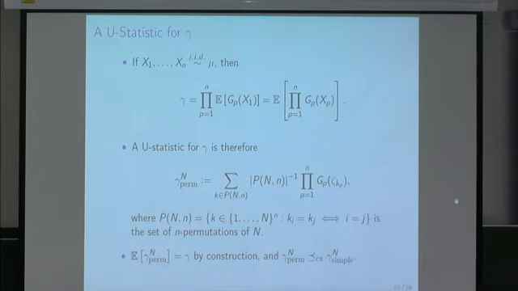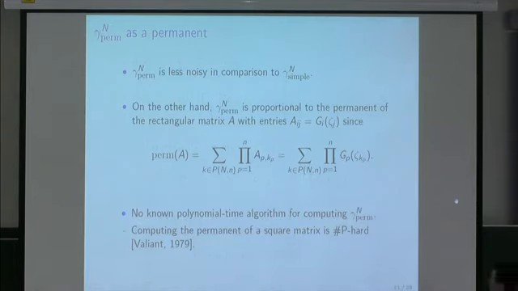Okay. Those of you in the audience who are familiar with these types of expressions will probably already see that this is not computationally possible to compute in practice. Indeed, the reason it's called gamma perm n is because it's a scaled version of the permanent of a fairly big matrix. While gamma perm n is less noisy than gamma n simple, it's proportional to the permanent of a rectangular matrix with entries aij being gi zeta j.